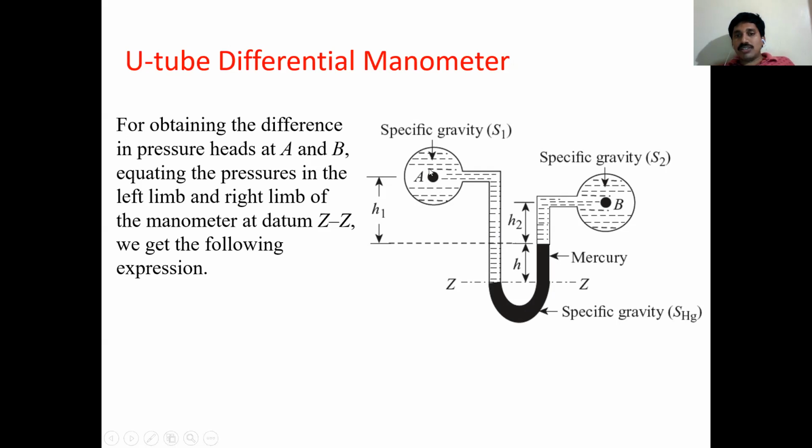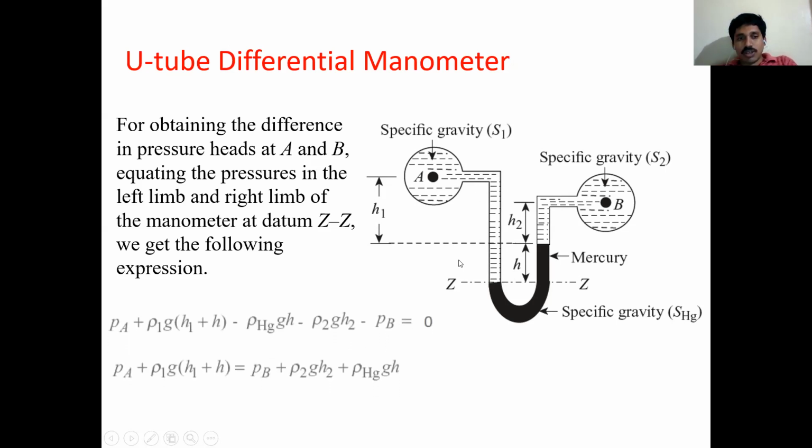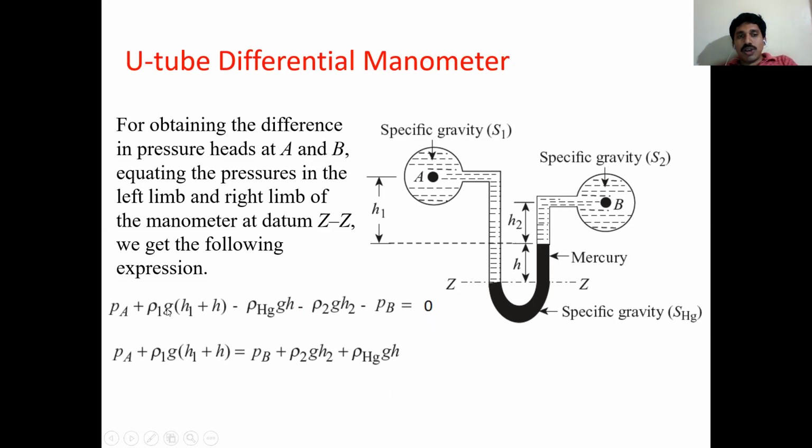So PA plus, how much height do we have to go to reach the mercury level on the left limb? See all of you, H1 plus H. So H1 plus H is the head value to reach the next level, which is in the left limb of the manometer. Finally, I have reached the mercury level here. So PA plus rho 1 g (H1 plus H).